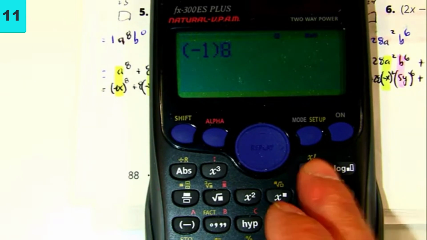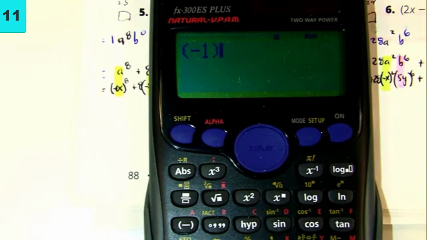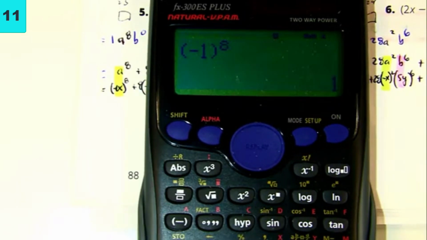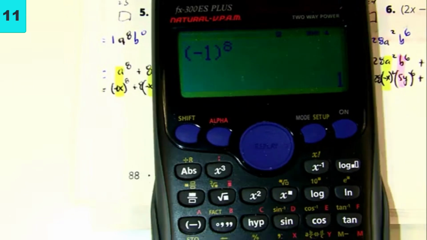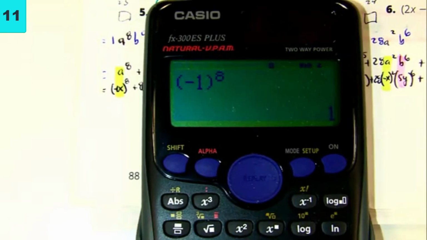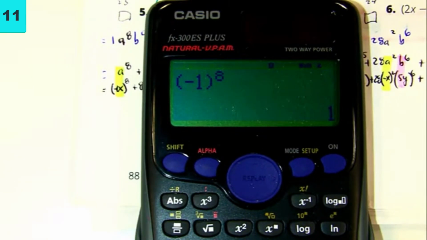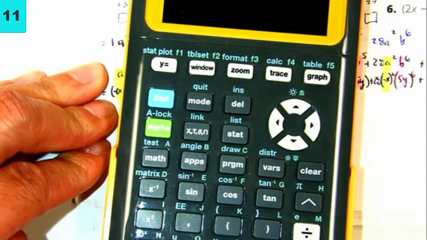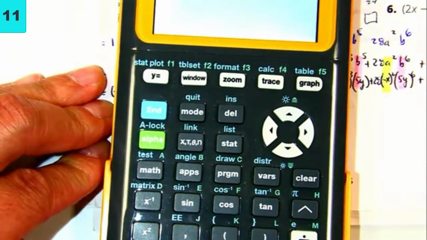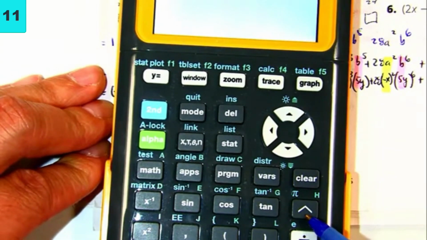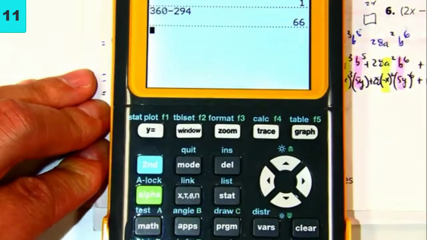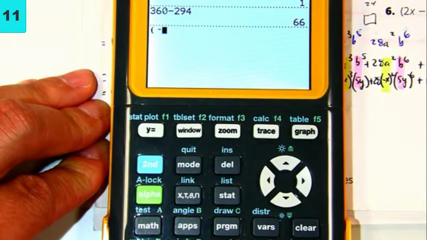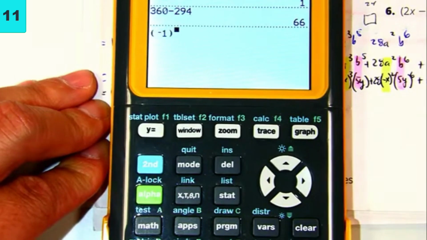Whoops, so I didn't clear it. And its result is a positive number. So what does that tell you? It's just going to become 1x to the 8th power. Okay. Some calculators have a caret button. This is what the caret button looks like. Okay, so I'm going to have to put it in parentheses, negative 1, caret 8.